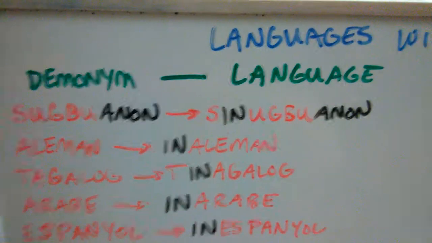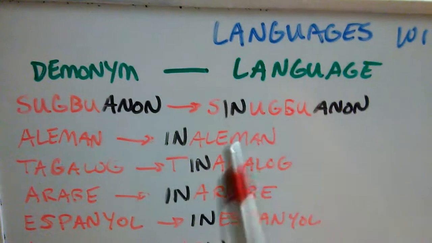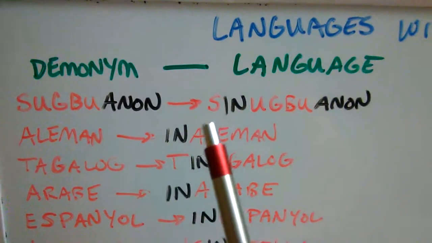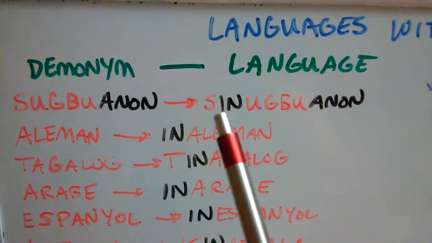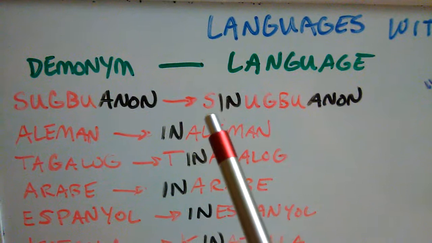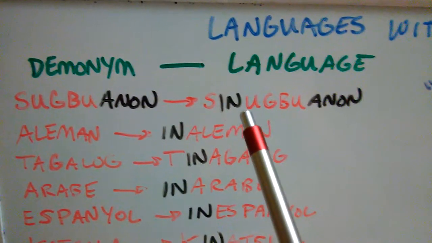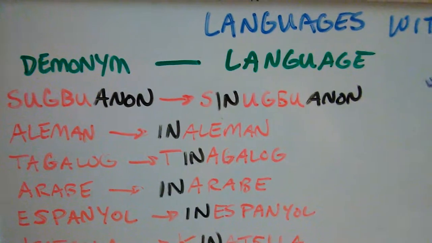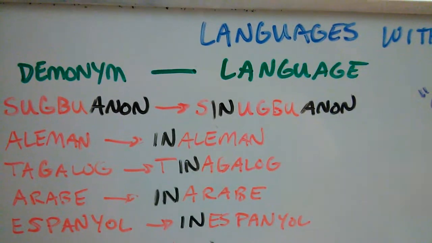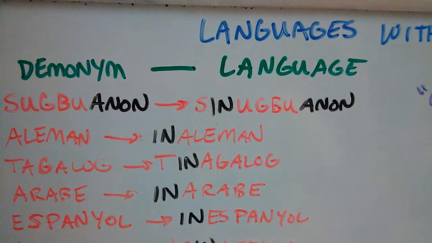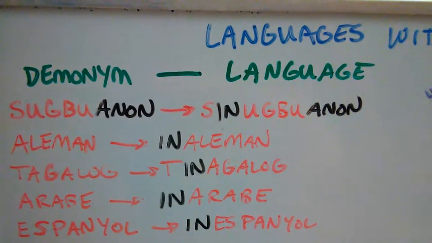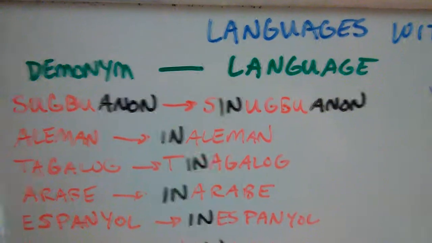And if we infix it with the in infix, we get Sinugbuanon, right? Again, split the consonant, get the vowel, right? Split the consonant, get that vowel. So now we have a consonant, vowel, right? Sinugbuanon. And then that means it's the Cebuano language, the Cebuano spoken language, right? The language from Cebu. Sinugbuanon, right?